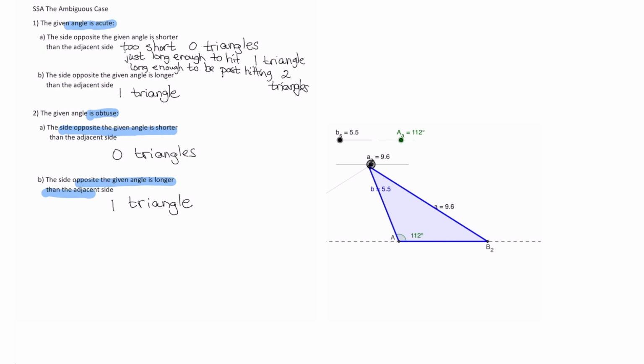If you have an acute angle and the side opposite the given angle is longer than the adjacent side, just one triangle. Find it, you're good. If your given angle is obtuse, meaning bigger than 90 degrees, less than 180 degrees, and your side opposite is a smaller number than the adjacent side, no triangle. And then if your given angle is obtuse and the side opposite the given angle is longer than the adjacent side, that's when you have one triangle.